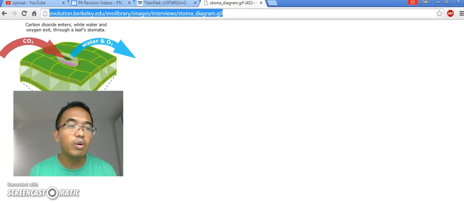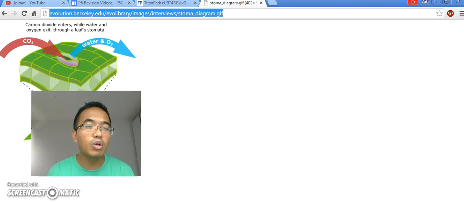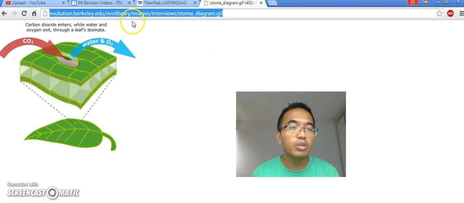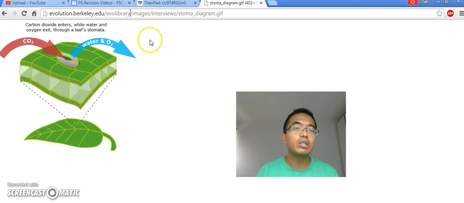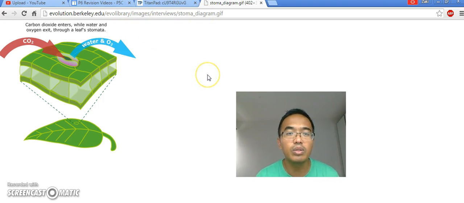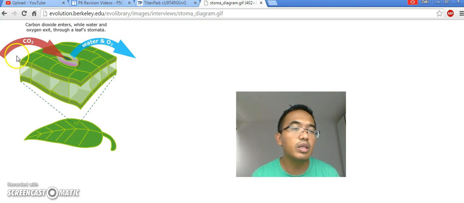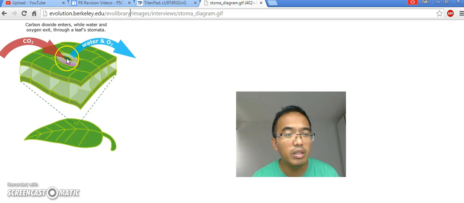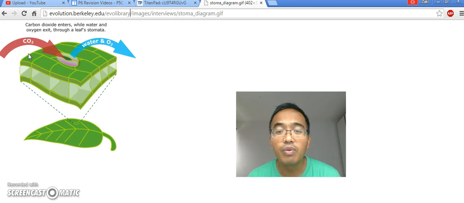Another way is to look at Google some good websites. Here I have one very good website, evolution.berkeley.edu/evo library images interviews/stoma_diagram.gif. Okay, and you can see here a diagram of a stomata. Okay, a stoma, where the carbon dioxide comes in. You know that the leaf uses the carbon dioxide for photosynthesis.